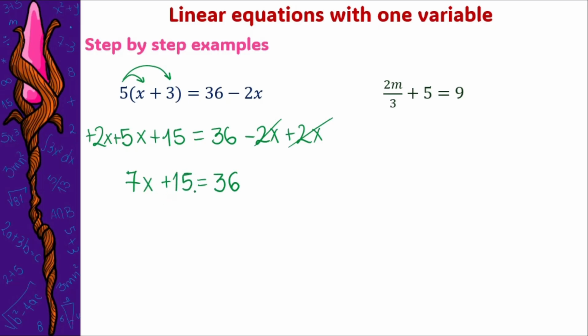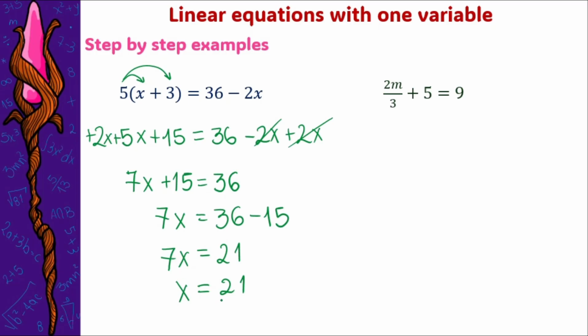Now I need to cancel this 15. The only operation is the plus, so yes, I could take it to the other side, just doing the opposite operation. Need to be careful when we can do it. So 7x equals 21. And finally, x equals 21. The 7 is multiplying. I bring it to divide. 21 divided by 7 is 3. So x equals 3 is the solution.